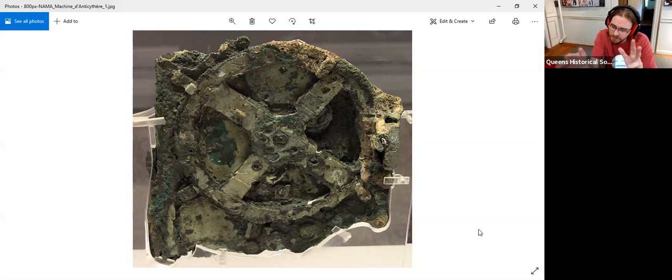This kind of machine, though, was more of a fancy thing. It wasn't something to be used. It remained kind of an object of art and a display of intelligence.